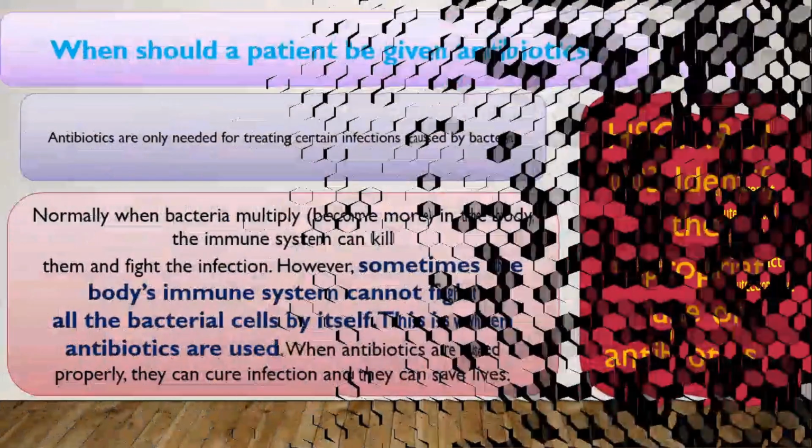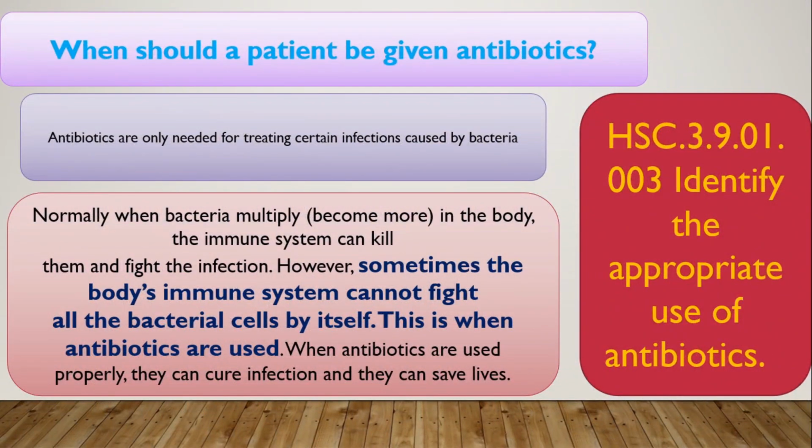The next question is, when should a patient be given antibiotics? متى يجب إعطاء المريض المضادات الحيوية؟ Normally, when bacteria multiply or become more in the body (لما البكتيريا بتتضاعف أو بتصبح أكثر في الجسم), the immune system can kill them and fight the infection. الجهاز المناعي بيقتلها وبيحاربها هذه العدوى.